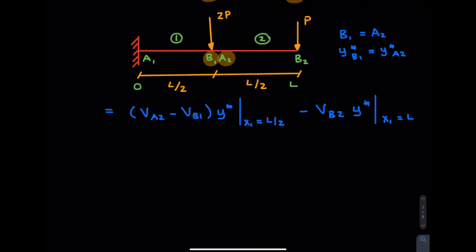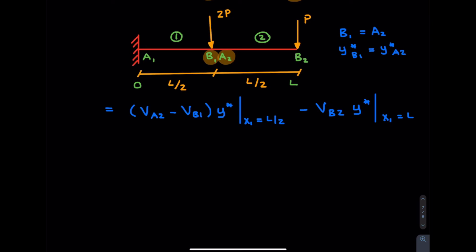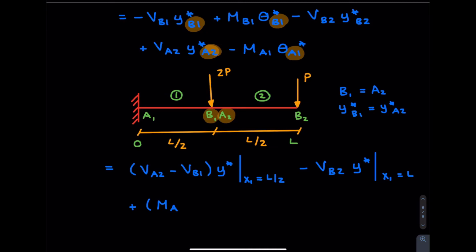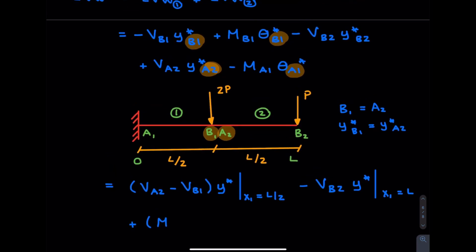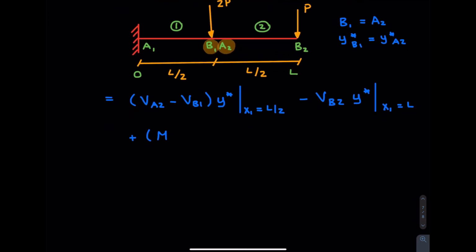Good to go. But then we also have another term. We have that moment term. So this is going to be plus, and I'm going to put in brackets, the moment at A2, or we got to see which one's negative. We have our moment at B1 minus our moment at A1. So, this should be A2, sorry, the moment at A2 minus the moment at B1. And then this, of course, is multiplied by the virtual rotation. And again, this will be at x1 is equal to L over 2. So this is our virtual work here.